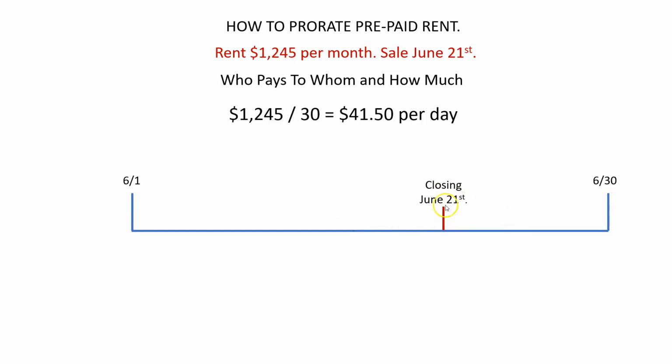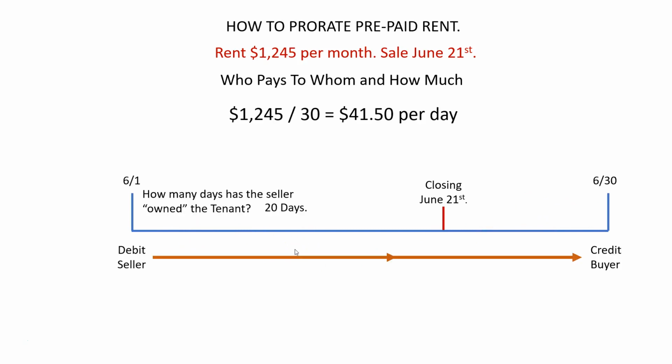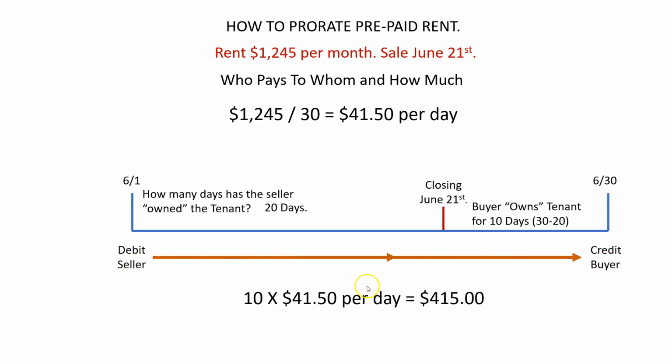Well, in this particular case, we can see the seller would have lived in the home 20 days and therefore is entitled to keep 20 days worth of rent. But the buyer will have lived in the house 10 days and therefore will need to extract from the seller 10 days worth of rent because the buyer has actually owned the tenant for those 10 days. And that's how we do that. Once again, it's debit the seller, that's 10 days, and credit the buyer the 10 days.